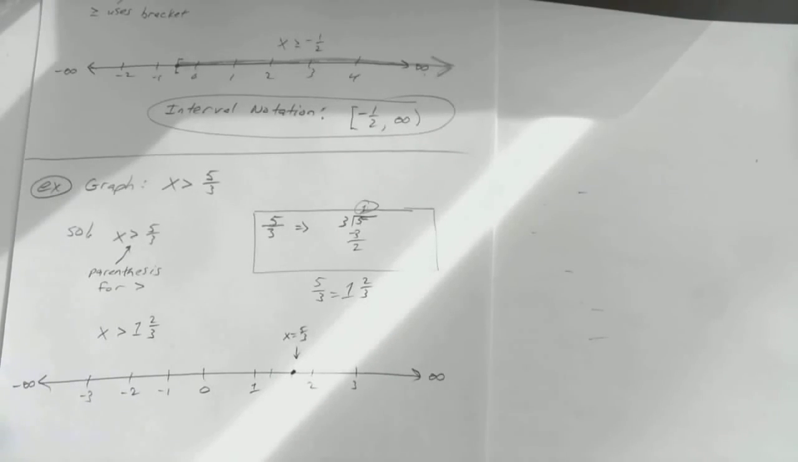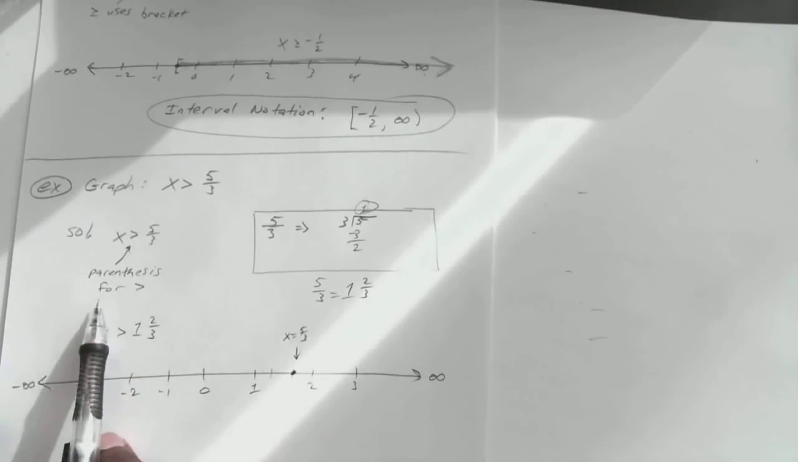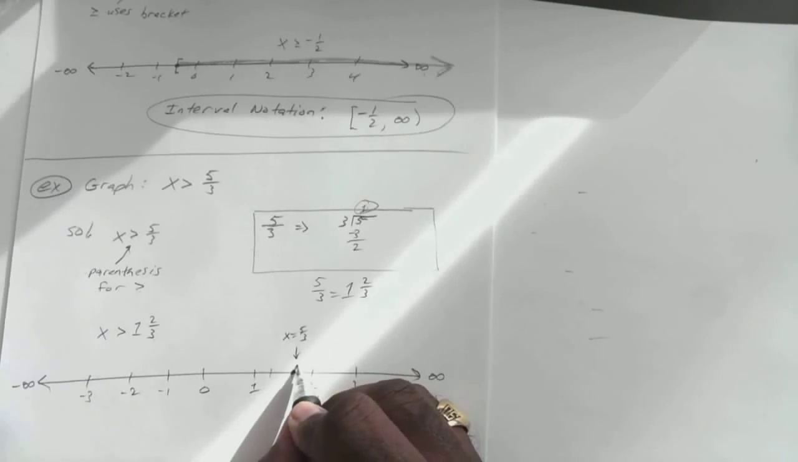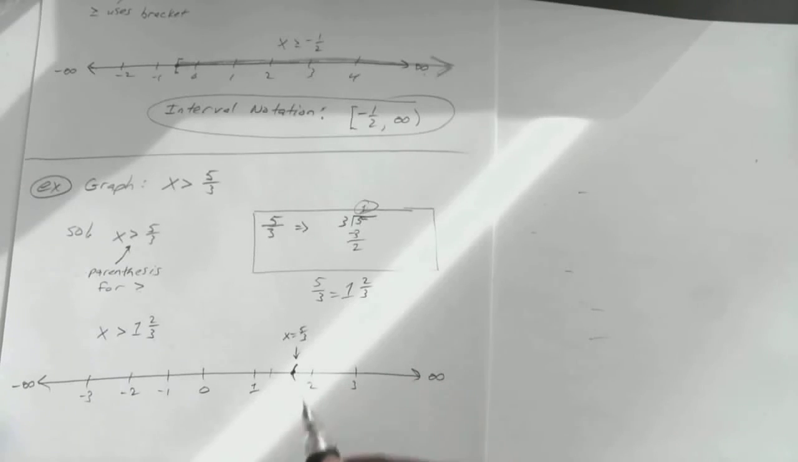Okay. So you're looking for everything greater than. So remember, for greater than, you're going to use parentheses. So you're going to put a parenthesis there, and everything greater than that gets shaded in.